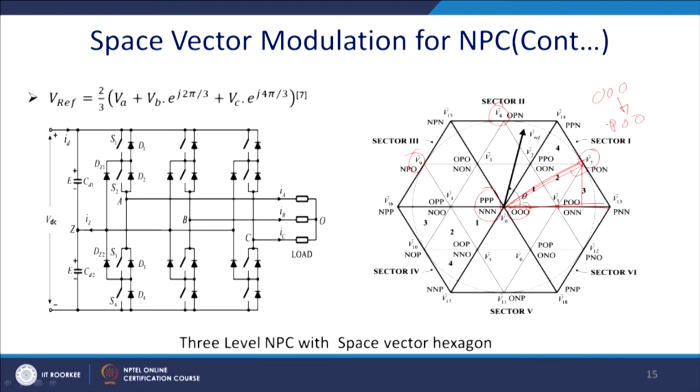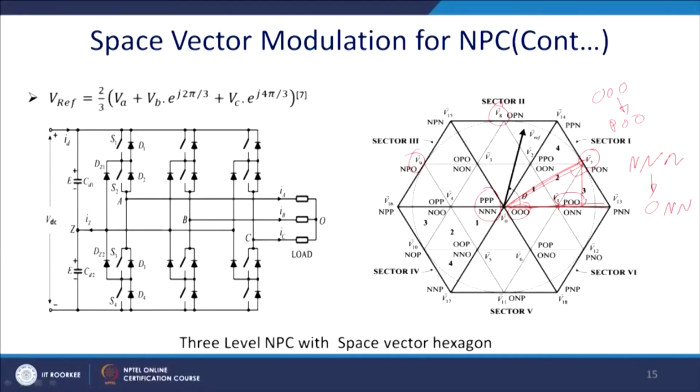But let us say if you are at N N N, that is also the case. So, if you want to apply V1, then you should apply ONN. We want that 1 bit change so that switching losses will also be minimized. If you have a 2 bit change, that means more switching on and off. So, thus there is a combination. You can generate the voltage V1 with the help of POO and ONN.